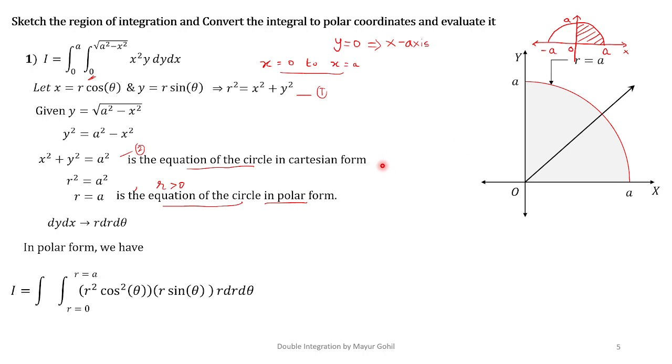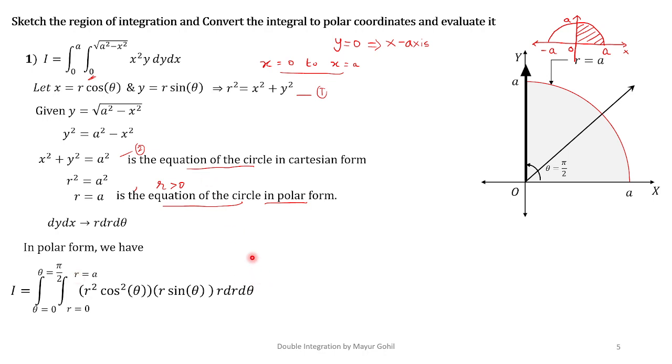Now for theta, we need to sweep an arm in this way. Let's see again. For theta, we sweep an arm. Now we can see that the arm is being swept from 0 to 90 degrees. So the limits are going to be theta going from 0 to 90 degrees. Okay.